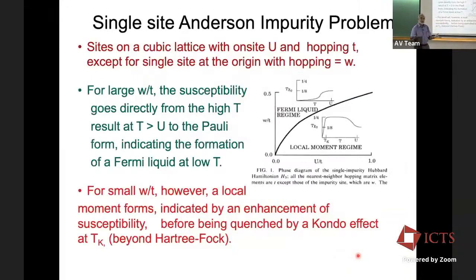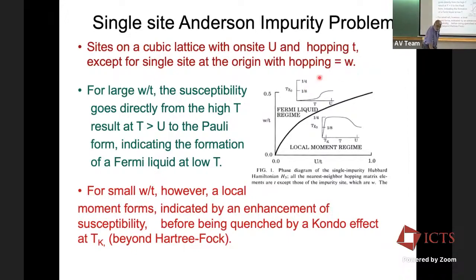So this is actually a generalization of a model that Anderson and Peter Wolf solved many, many years ago. They basically considered a cubic lattice with an on-site Hubbard U and some hopping T. In particular, Peter Wolf's model was that maybe we consider a site which has a smaller hopping, so it is somewhat isolated from the other sites. And this is not a bad picture, because what is giving this susceptibility at low temperature are local moments that are weakly coupled to the rest of the sites, okay?